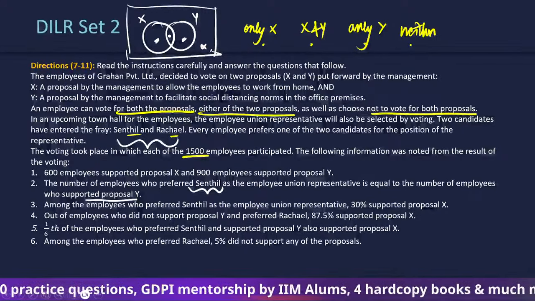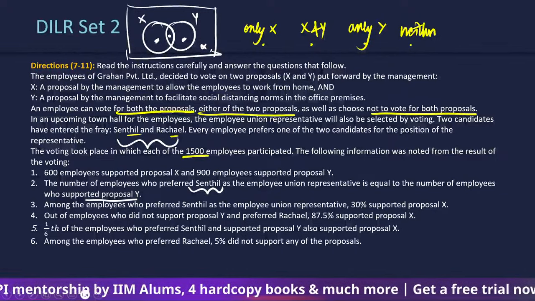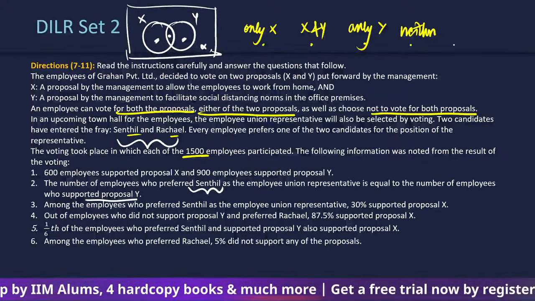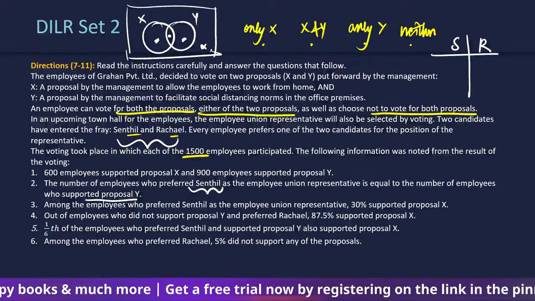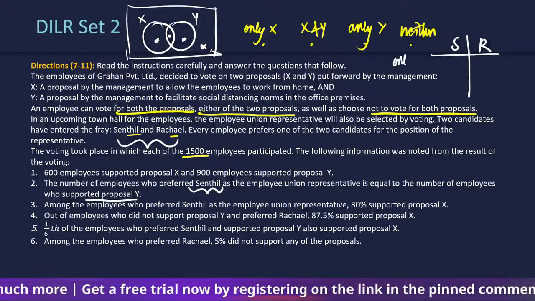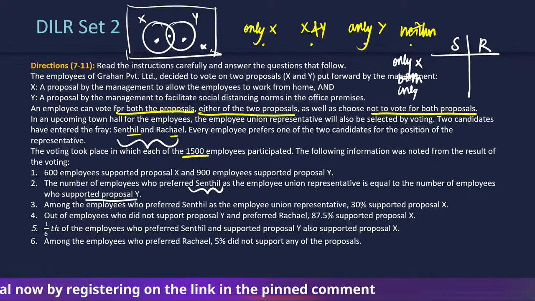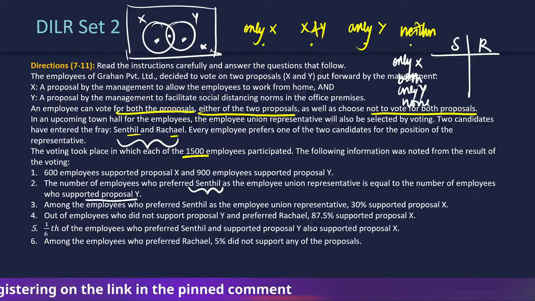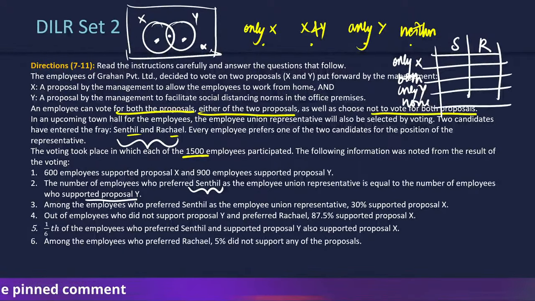candidates. So in such a case, instead of drawing a four-set Venn diagram, let's draw a table where we will be using Senthil and Rachel as the columns and the number of voters who voted only X, both, only Y and none. Let's fill it like this. Okay.